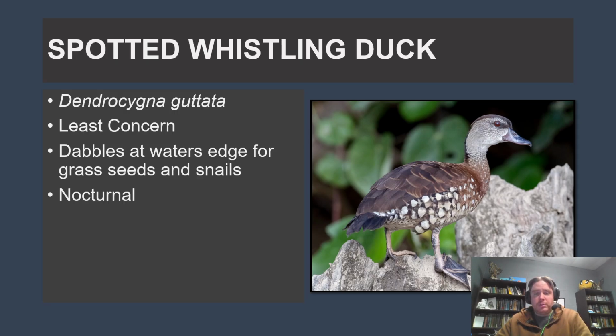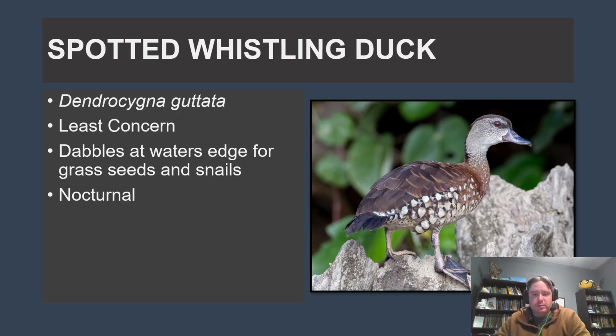All right, so I can't remember how many species we have to get through. I want to say it's maybe 15 or so species in this group, and most of them aren't too bad. So first we have the spotted whistling duck, Dendrocygna guttata, a least concern species.